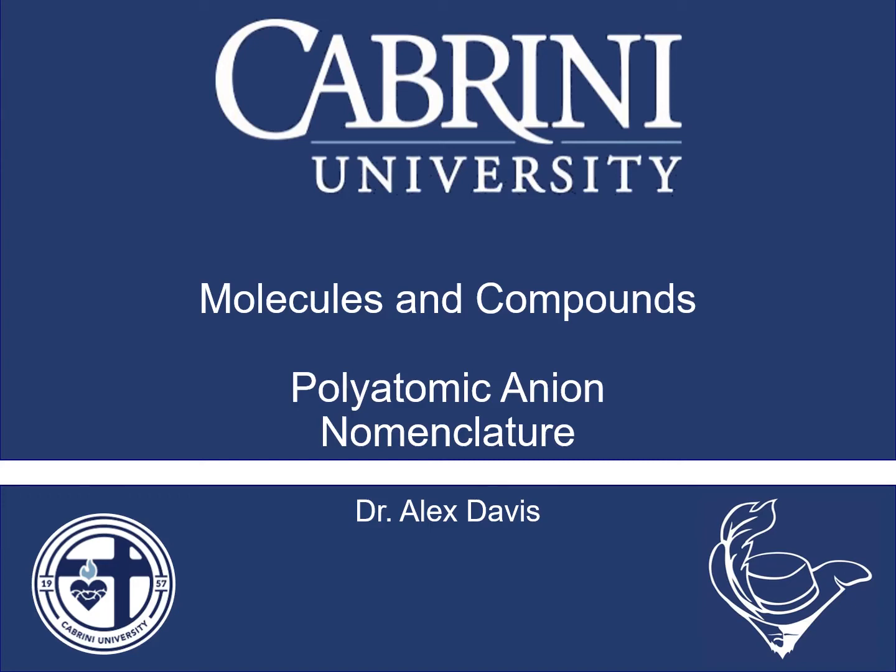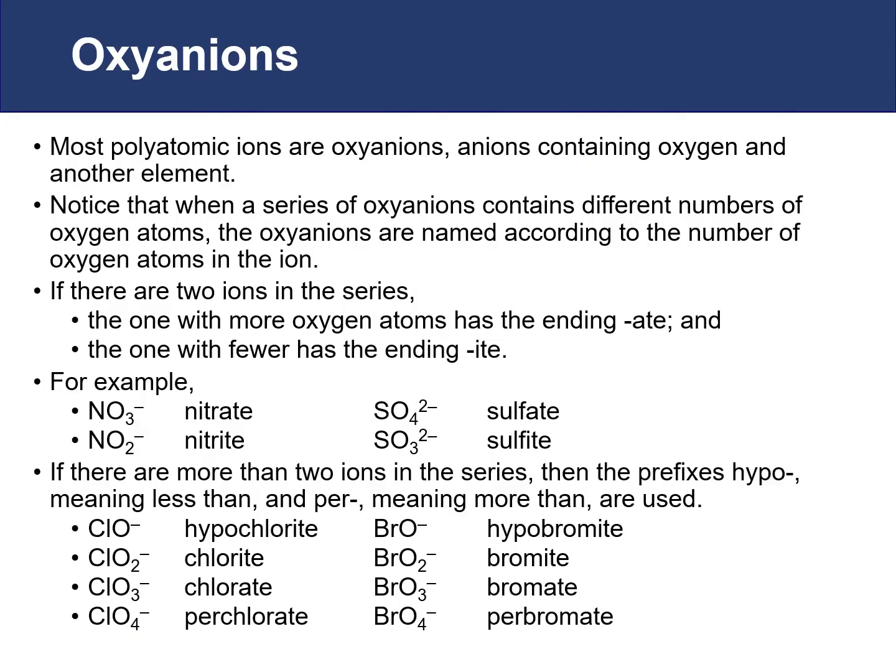In this video, we will be talking about polyatomic anions and their nomenclature. Polyatomic ions are merely ions that contain more than one type of atom. Most of the polyatomic ions that we will be working with will be oxyanions. These are anions, which are negatively charged ions, that contain oxygen and another element.